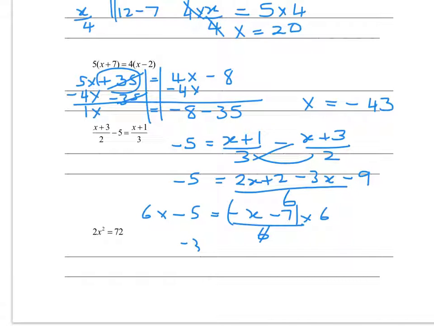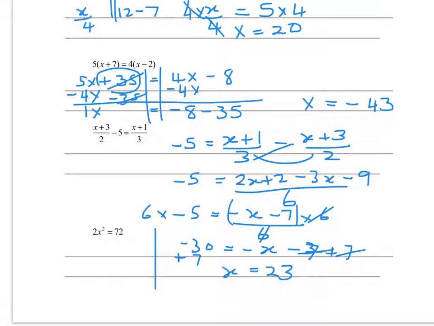So negative 30 equals, it's getting confusing, isn't it? That 6 cancels, I hope. I'm trying to think what I'm doing here. Equals negative x minus 7. Make this plus 7 to get rid of that, and plus 7. So negative 23 equals negative x, so x equals 23.